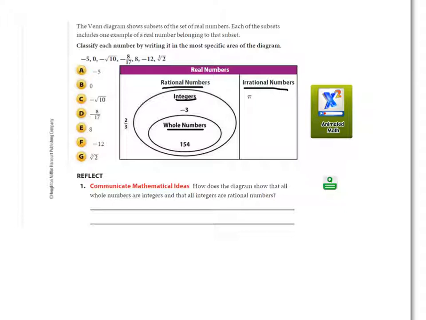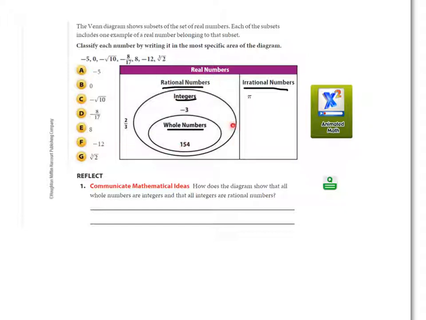And they want us to classify -5, 0, the negative square root of 10, -8 over 17, 8, -12, and the cubed root of 2. And we have to put them in the Venn diagram that best fits them. So let's look at this. Rational numbers is any number that's inside this box, whether it's in this circle or not.